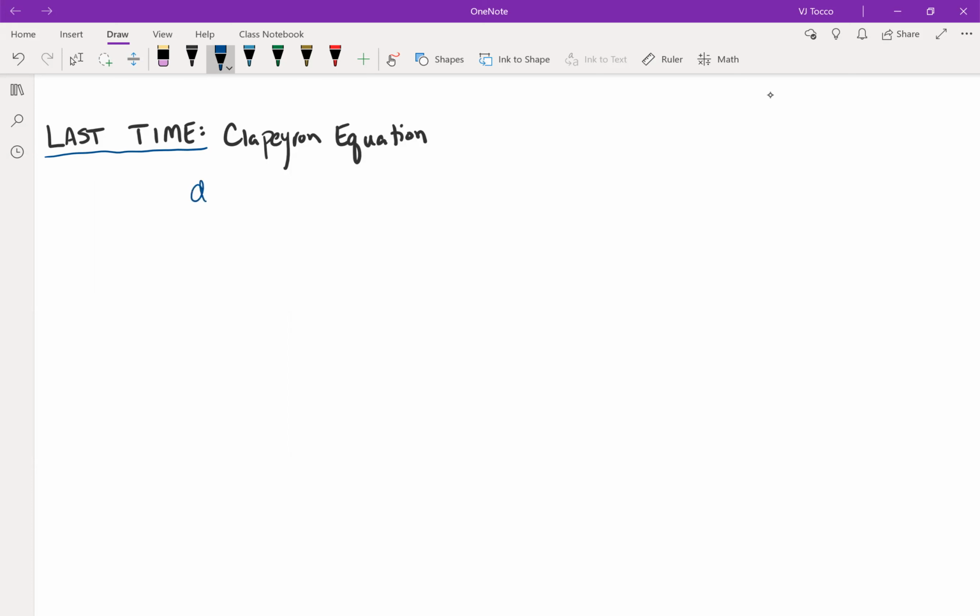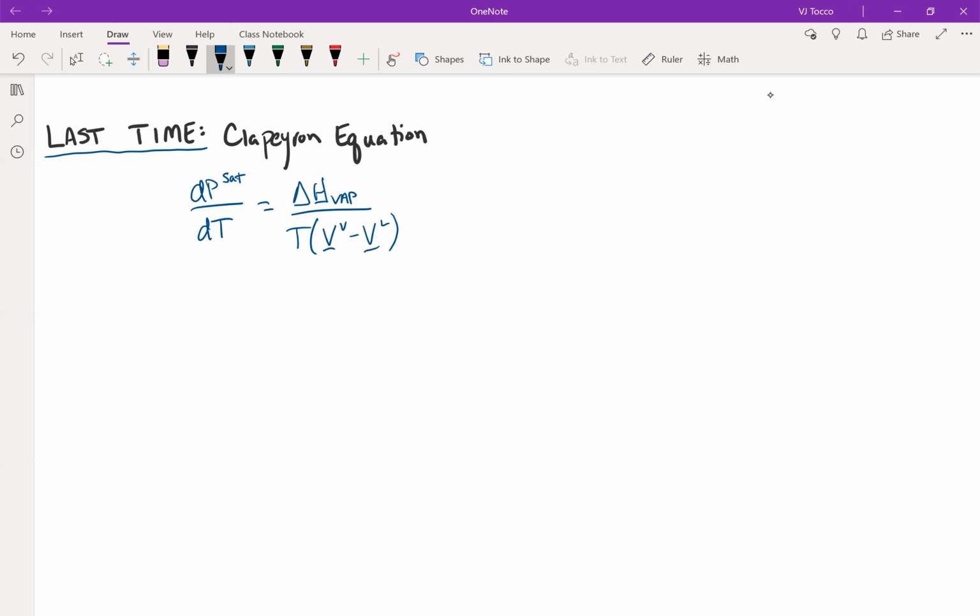The Clapeyron equation says that dP star, or dP sat, is how the book says it. Again, I try to use the notation of the book, but I like the star notation a lot better. dP sat/dT is equal to delta H of vaporization divided by T times the molar volume of the vapor minus the molar volume of the liquid.